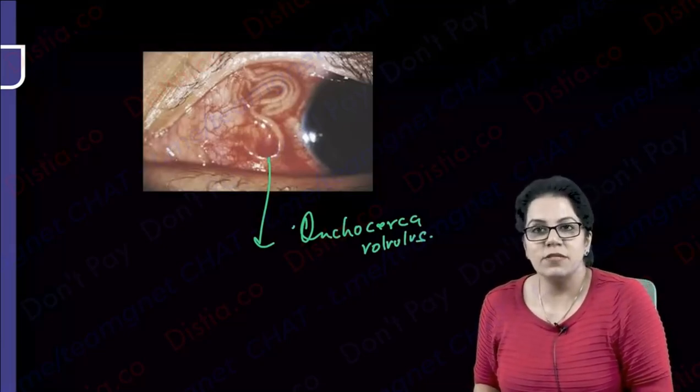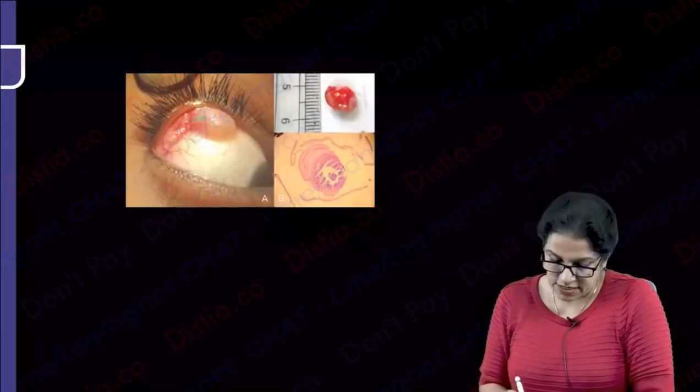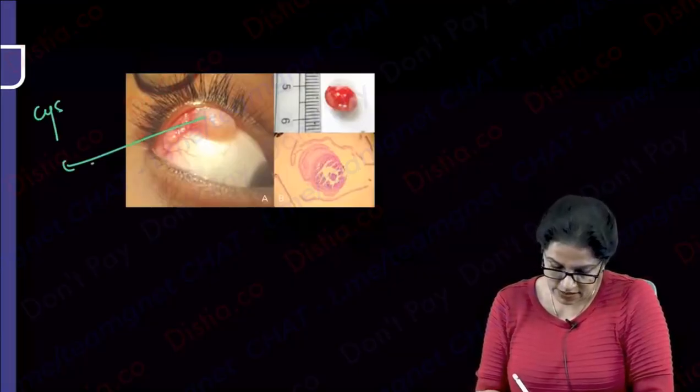Anyways, then we come to the next one. This is the conjunctival cyst of cysticercosis. So this is the cysticercosis cyst.